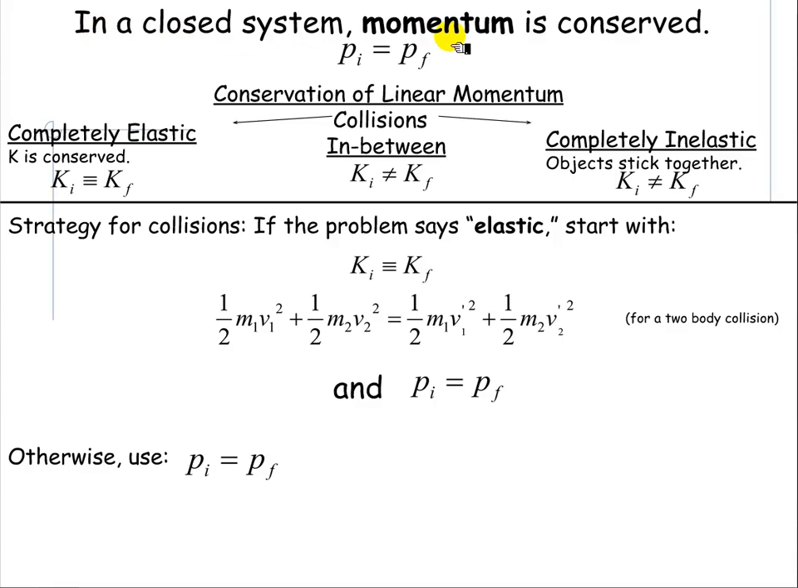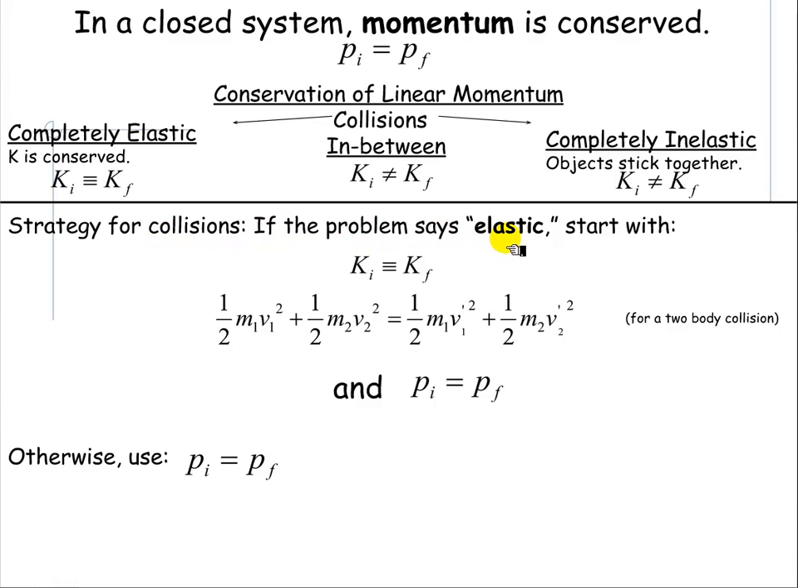In a closed system, we say momentum is conserved. So the initial momentum is equal to the final momentum. The conservation of linear momentum can be looked at three different ways. If the setup is completely elastic, then kinetic energy is conserved. If it's completely inelastic, the objects stick together. And most collisions are somewhere in between. Okay. The strategy we use for collisions is this.